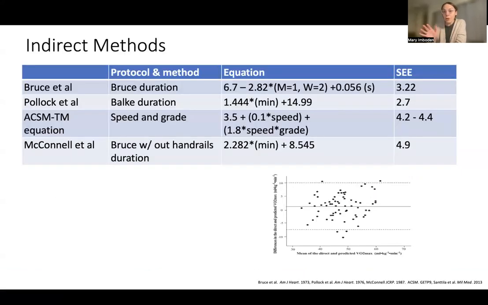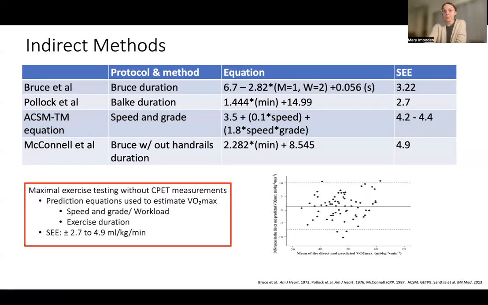So that's great, all really important. And when we think about how we measure that number, though, there are multiple ways to do so. And there's sort of a hierarchy. So I'm going to start with indirect methods. And what you're seeing here is going to be data from maximal exercise testing without cardiopulmonary exercise testing measurements, meaning we are having someone go to what they are telling us is their max, but we're not actually assessing any gases in this. So the gold standard method is going to be cardiopulmonary exercise testing with gas analysis, right?